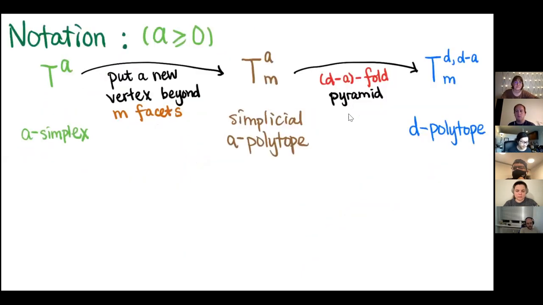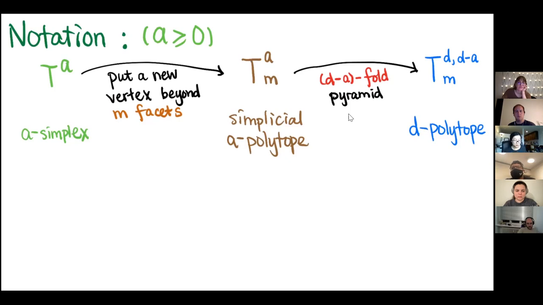Okay. And now we can use Grünbaum's notation to define Grünbaum's polytopes. It's not complicated. So we start from a simplex, and we put a new vertex beyond exactly m facets. And up to equivalence, there's only one way of doing that. And you can probably tell that putting a new vertex beyond the facet doesn't really change the dimension of the polytope. So you still end up with an 8-dimensional polytope, and it's still simplicial.